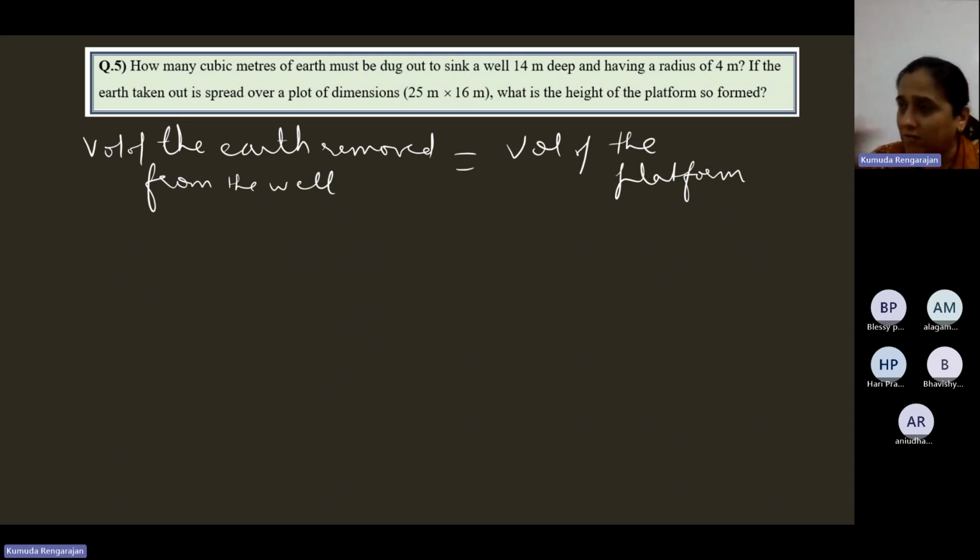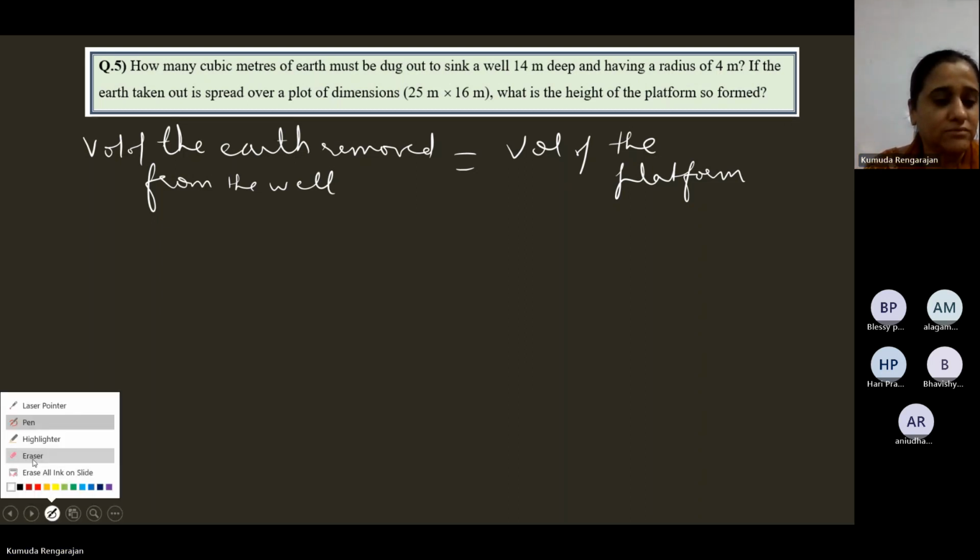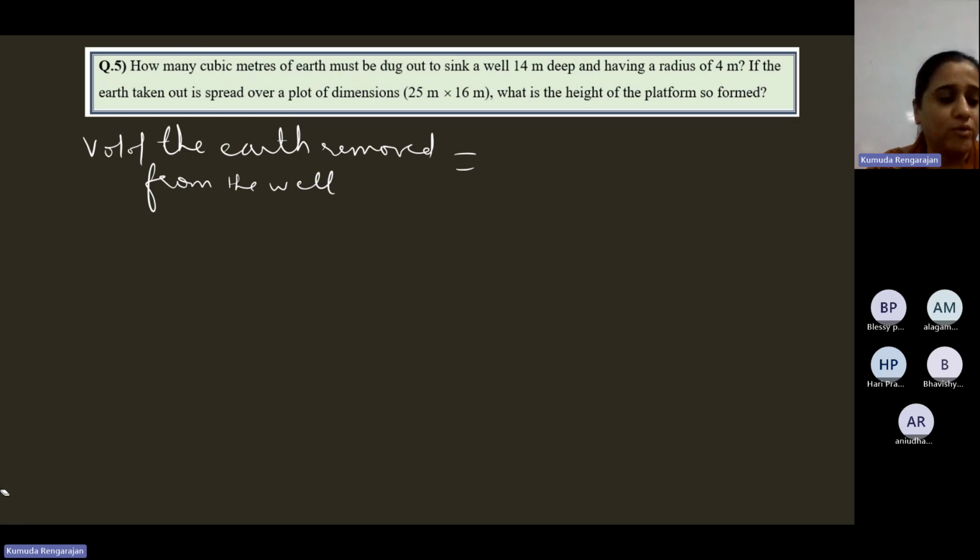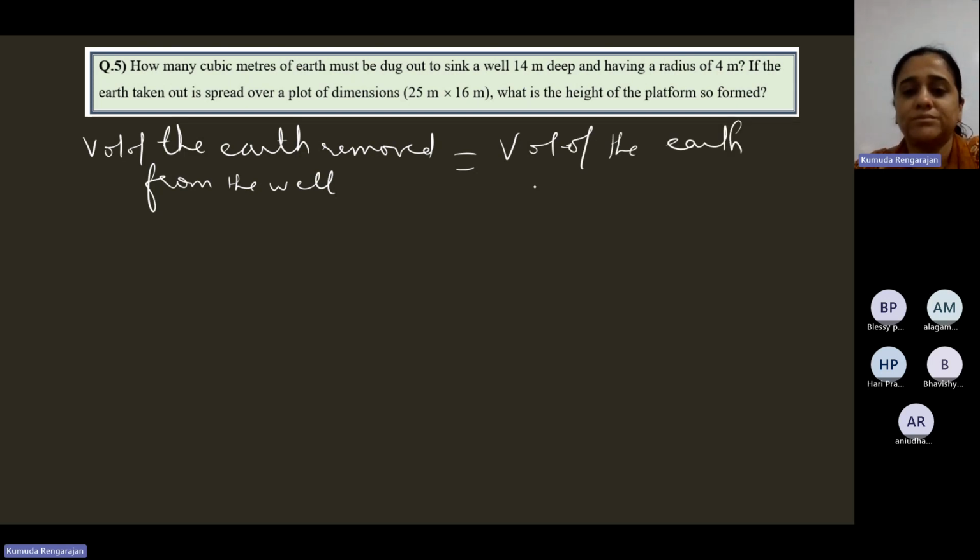Volume has happened only after dumping the earth there. Earlier there was no volume at all, there was only the surface of the land. The earth is dumped on the land and now that cuboidal shape is the platform. So the volume of the earth which is removed from the well is equal to the volume of the platform. Volume of the platform means the volume of the earth in the platform.